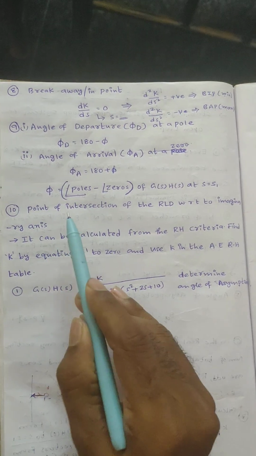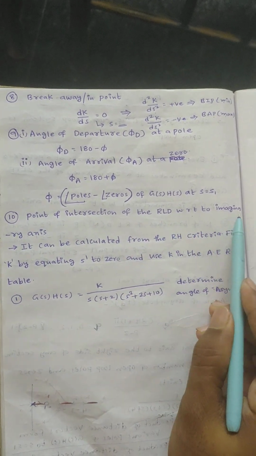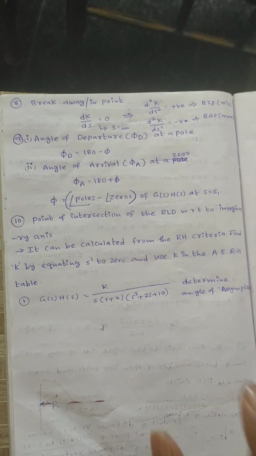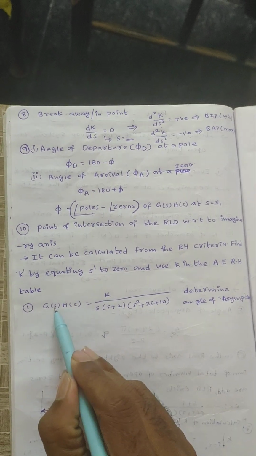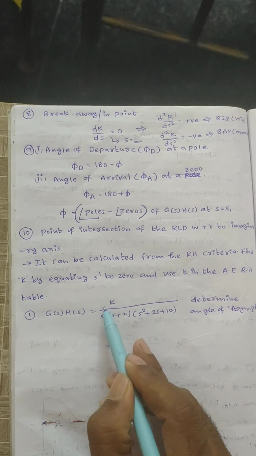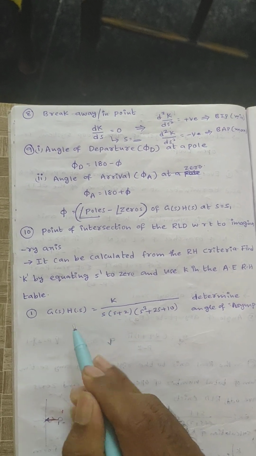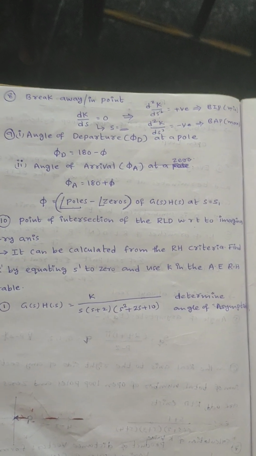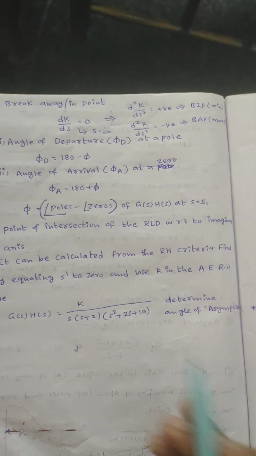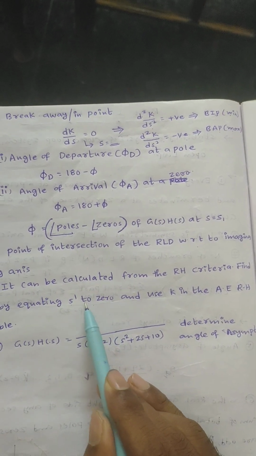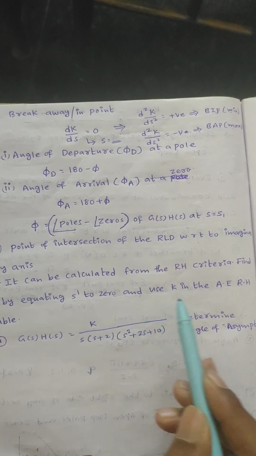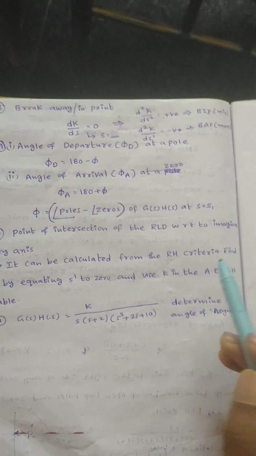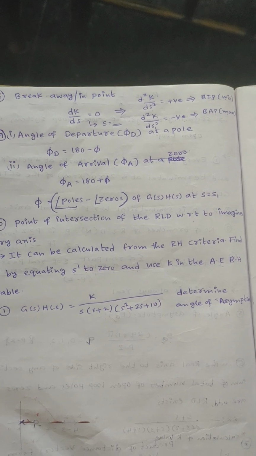Next, the last point is the point of intersection of the RLD with respect to the imaginary axis. This point of intersection will be calculated by using the RH criteria. Already we know the RH criteria: if G(s)H(s) is given, you need to construct the RH table, which means first you have to write the characteristic equation, that is 1 plus G(s)H(s) equals 0. From that equation we need to calculate the k value. In that, if we set the s power 1 row equal to 0, then we will get the k value. After that, in the auxiliary equation, that means the s power 2 row, if we substitute that k value, we will get the s square term.